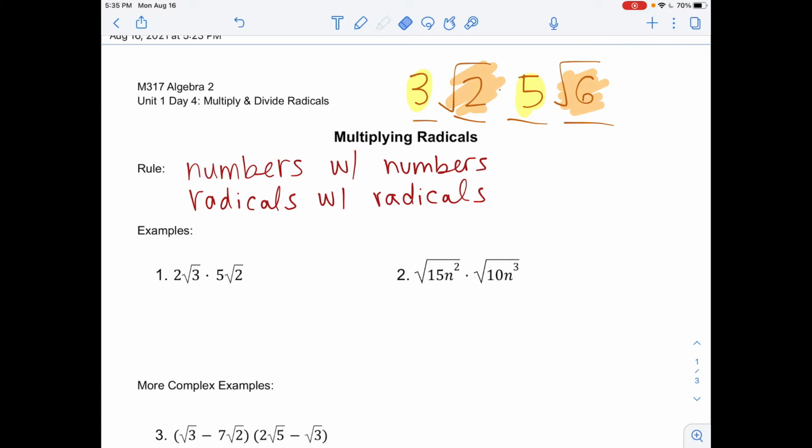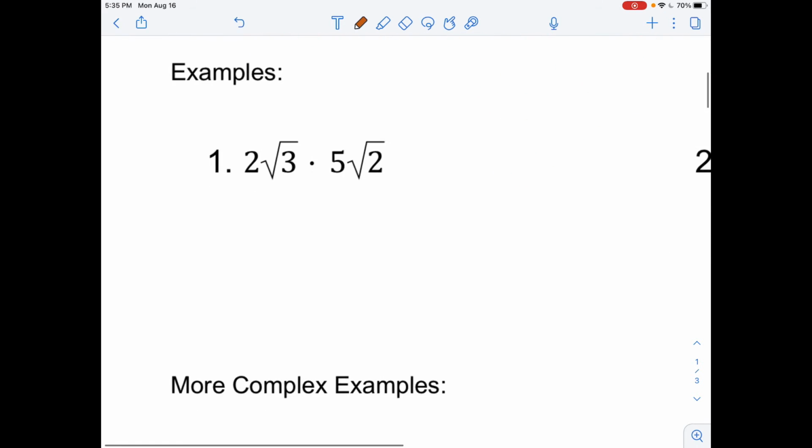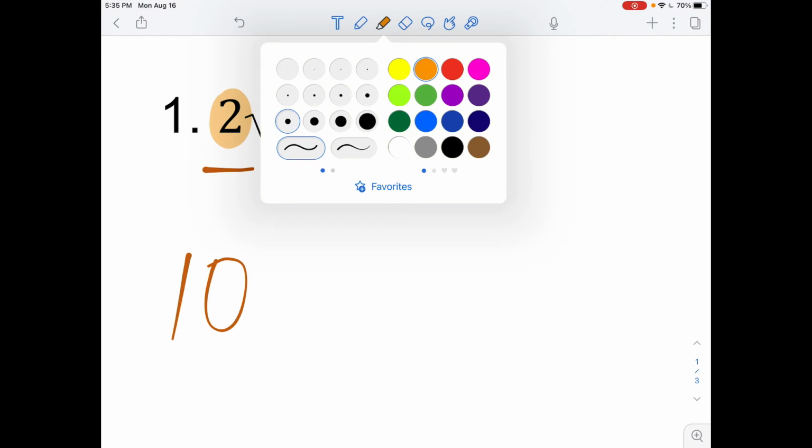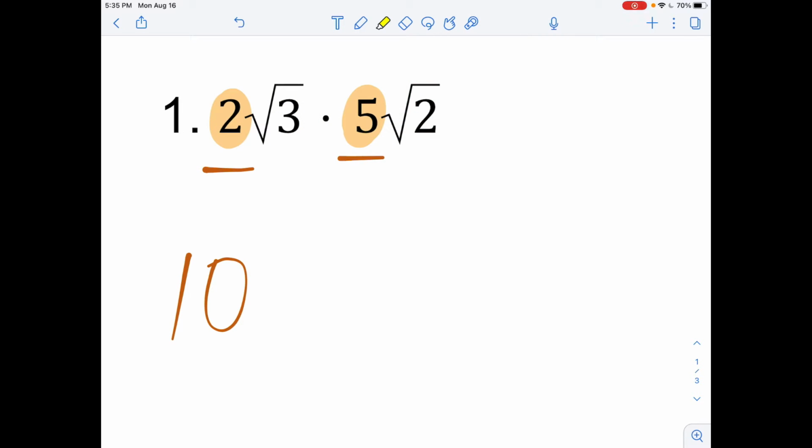So let's go down to example number 1. I'm going to follow that rule and teach you exactly how to combine these, how to multiply them together. So I'm going to highlight first my numbers. Remember, we deal with them separately. So numbers go with numbers, radicals go with radicals. So if I just do my numbers first, what's 2 times 5? That's 10. Now I'm all done with my numbers, right? All I did was multiply.